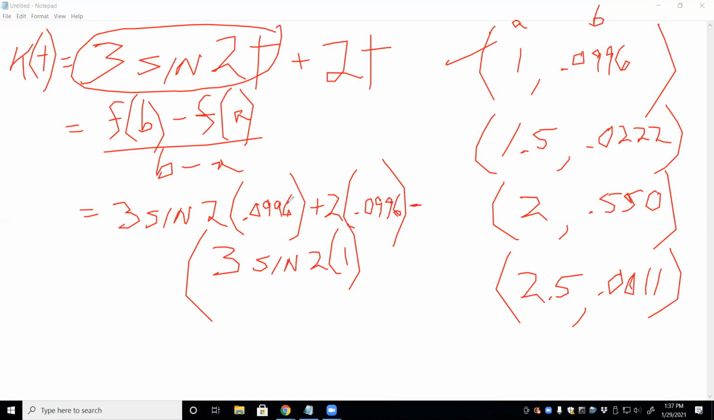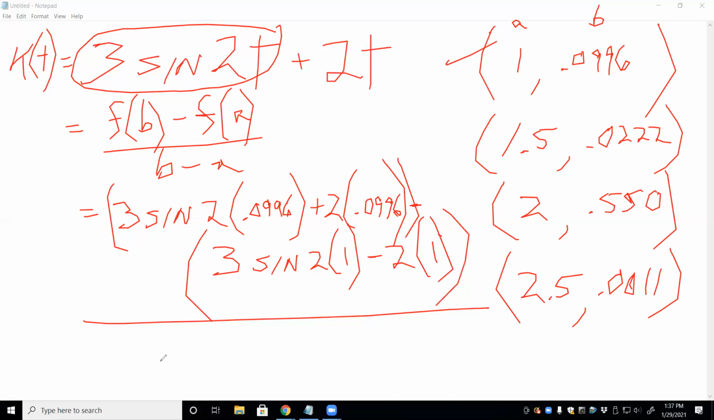Excuse me, that's f of b, the first one. This is f of a, right? So far, so good? Okay. That's f of b minus f of a all over b minus a, which is 0.0996 minus 1.